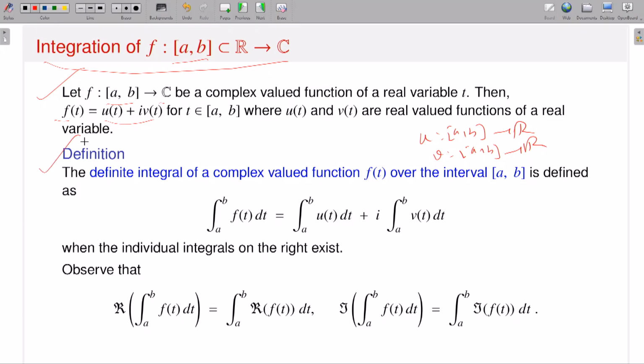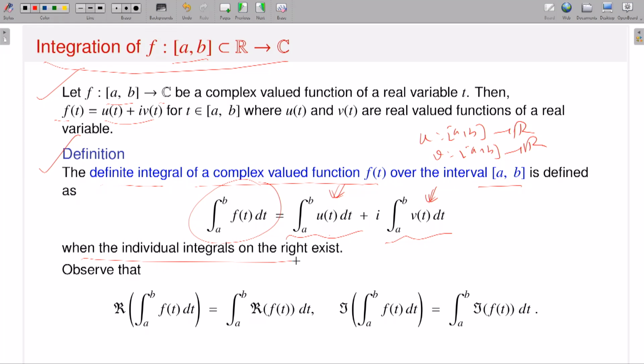And now I am giving the definition. The integral of a complex valued function f over the interval [a, b], my notation is the integral from a to b of f(t) dt, which is nothing but the integral from a to b of u(t) dt plus i times the integral from a to b of v(t) dt. That should be the natural definition, right? These notions you know from your real analysis. If the limits exist, then you can say that my function is integrable and the value is nothing but this plus this, when the individual integrals on the right hand side exist. So now the definition is very clear.